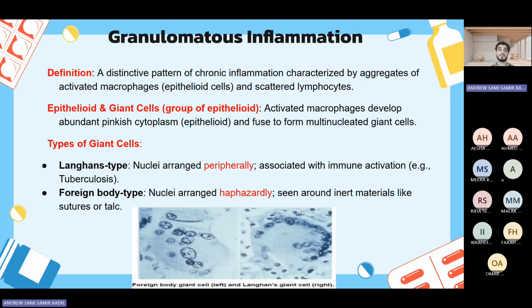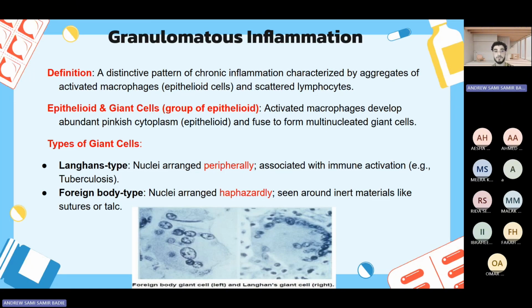Now, another type of inflammation is granulomatous inflammation. It's a distinct pattern of chronic inflammation characterized by a group of activated macrophages called epithelioid cells, and we have scattered lymphocytes. The epithelioid cells, which are activated macrophages, go together and fuse together to form giant cells.